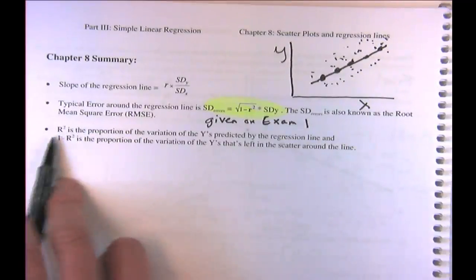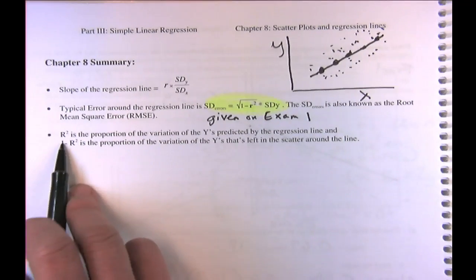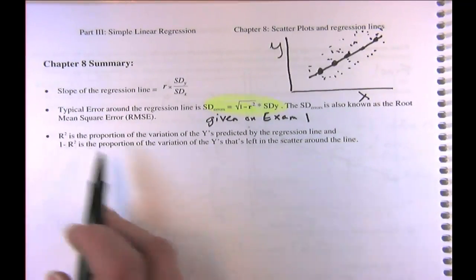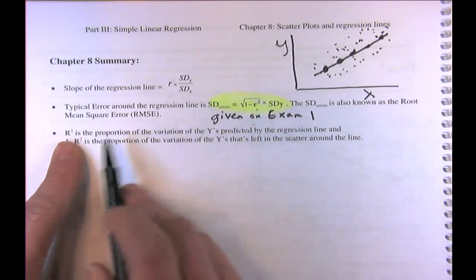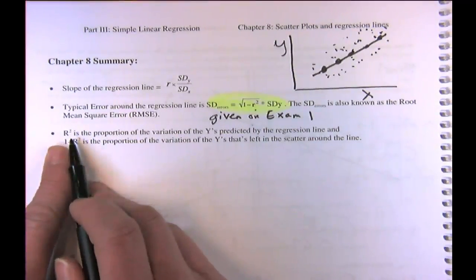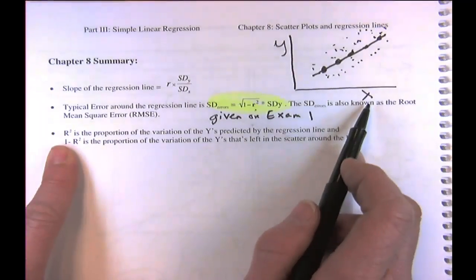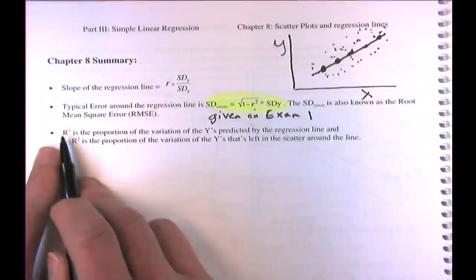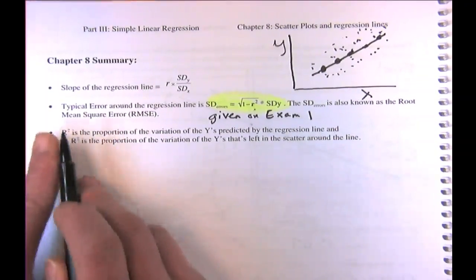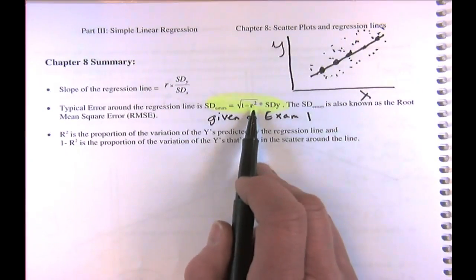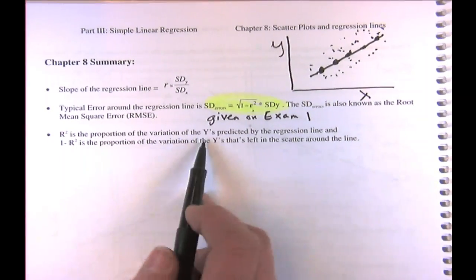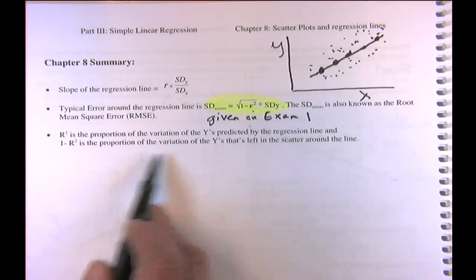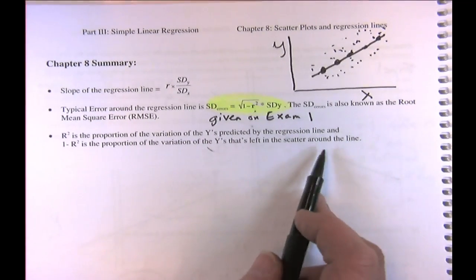So the next line was what? I'm not sure how much we talked about this, but I know in other courses it's talked about a whole lot, in most intro stats courses, that this r squared, this capital R squared, this is a specific case of the capital R squared. They're the same when you have one x. We're going to move into more x's, and this is sort of the general correlation coefficient squared. Okay, so that is the proportion of the variation of the y's predicted by the regression line, and 1 minus r squared is the proportion of the variation of the y's that's left in the scatter around the line.